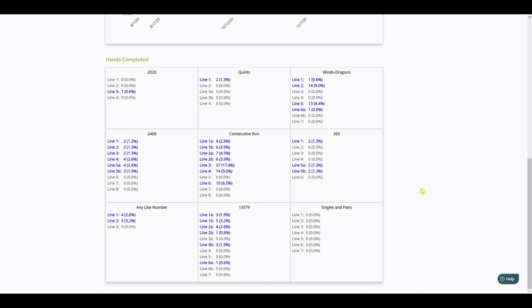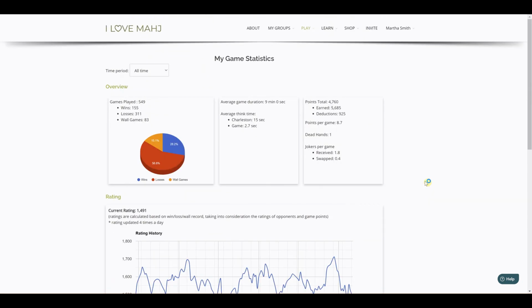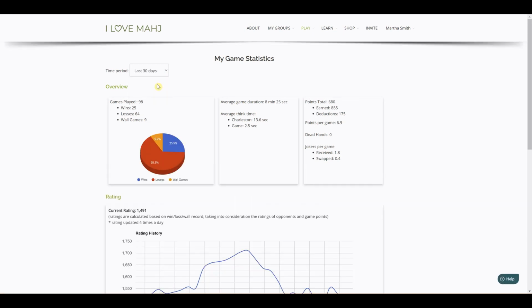One more thing I'd like to point out. At the top of the page, you'll see a selector. This allows you to restrict the stats to a given period of time. By default, it shows your stats from the start of your membership, but you can restrict this to the last 7 days, 30 days, or 3 months. This is a useful way to check how your stats have changed over time and whether your gameplay is improving. For example, have your average think times decreased, indicating you're becoming a faster player?